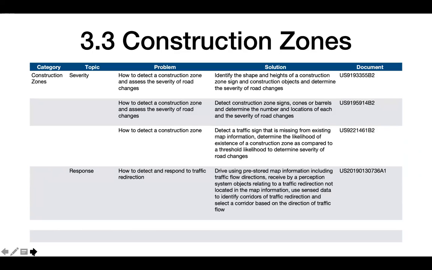Or I can detect that a traffic sign is missing, and that can be a signal that something has changed and a signal also of the severity of the change. And last is the response to the construction zone, how to detect and respond to the redirection. Drive using your pre-stored map information, including traffic flow directions, but then receive a perception of system objects relating to traffic redirection, not located on my map, and use my sensed data now to identify the corridors of traffic redirection and select the corridor based on the direction of traffic flow. So I'm actually going to see where other cars are going to determine what traffic flow I should start to follow.